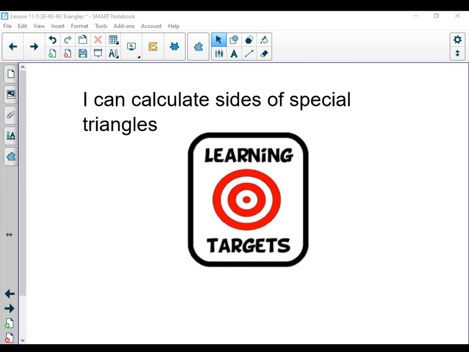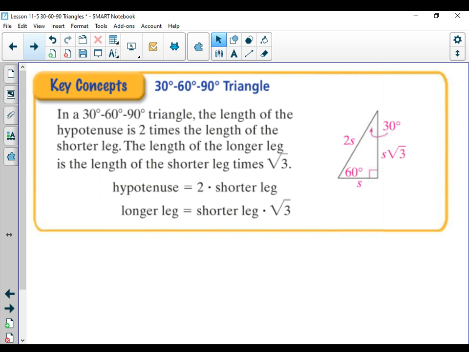Special. Turns out, our friend Pythagoras found two special types of right triangles, and he named them, not creatively, after the angle measurements that they had. So this one is special because one angle is 30, one angle is 60, and one angle is 90. Do not confuse this with a negative. It's not a negative symbol.